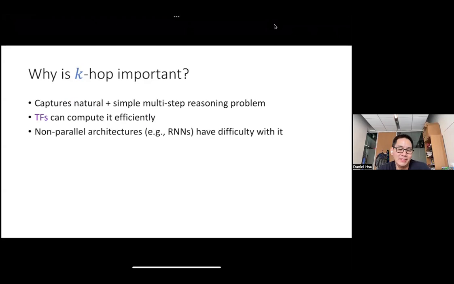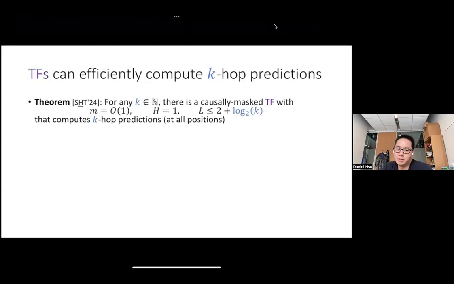But the importance for us is that it's something that transformers can compute quite efficiently, again, exploiting parallelism in an important way. And other architectures, at least these so-called non-parallel or more sequential type architectures, seem to have a lot of difficulty with it. And we'll make this precise in this part of the talk. Okay, so maybe it's already evident that transformers can solve the one-hop version of this problem, because people kind of found it in the wild. But the K-hop version of it is not that much more difficult, because you can exploit this parallelism in a very strong way.